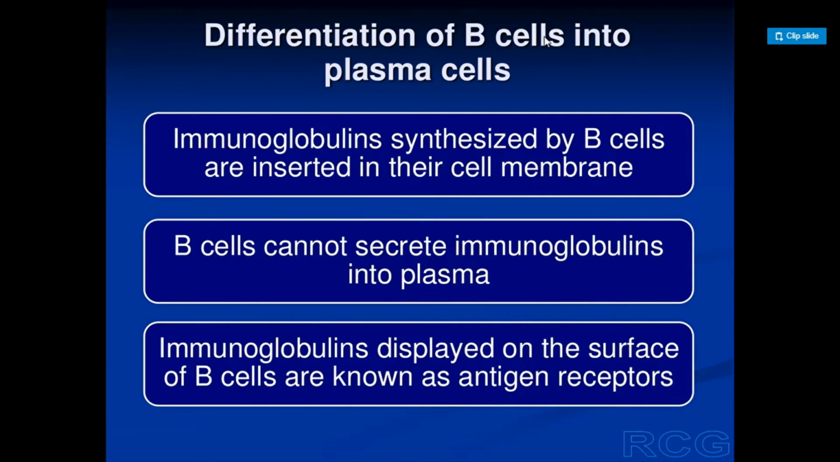Differentiation of B cell into the plasma cells. Now, how does this differentiation of B cell into the plasma cell take place? The immunoglobulins that are synthesized by the B cells are inserted in their cell membrane, and the B cell cannot secrete immunoglobulins into the plasma. These immunoglobulins displayed on the surface of B cells are known as the antigen receptors.